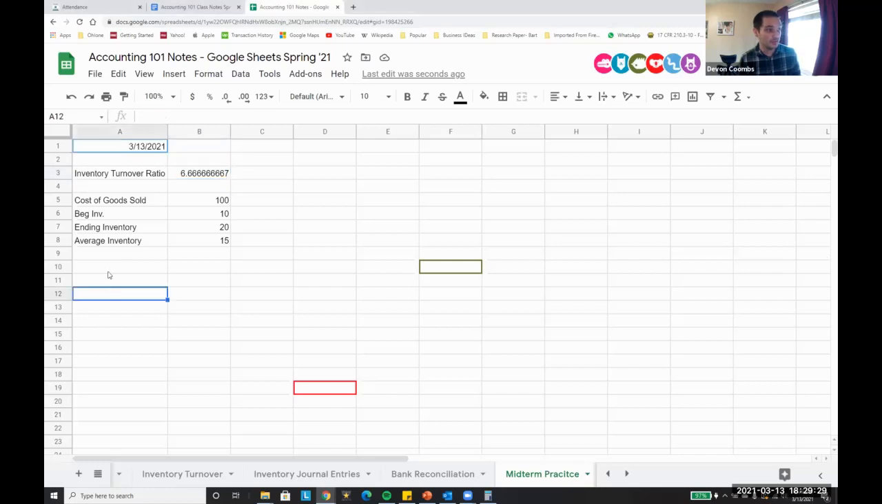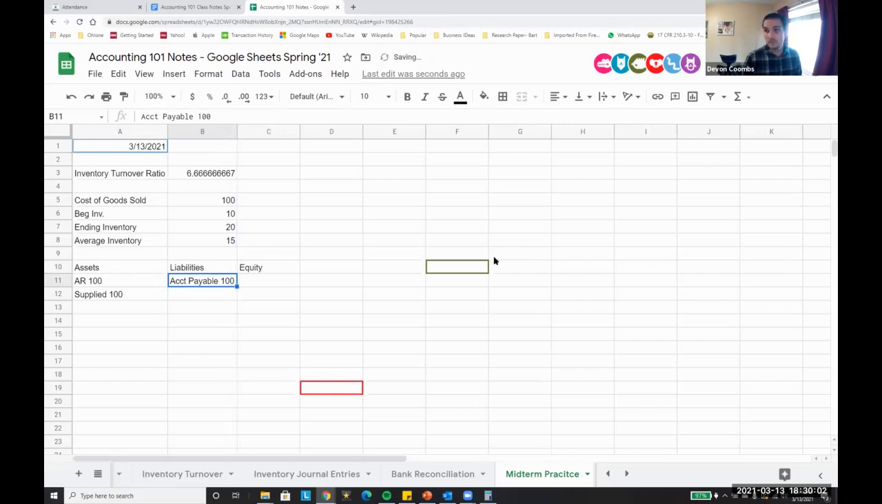I'll be asking you to determine balances in the accounting equation. So I might say assets, liabilities, and equity. I might say accounts receivable is 100. Supplies are 100. Accounts payable is 100. What would your equity be? What would your equity be in this situation? 100. Exactly, 100. We plug it, right?